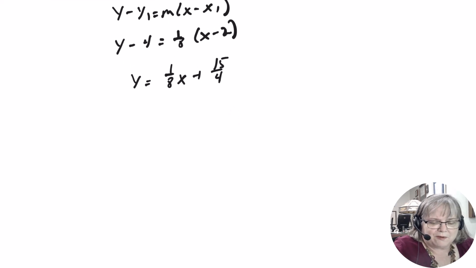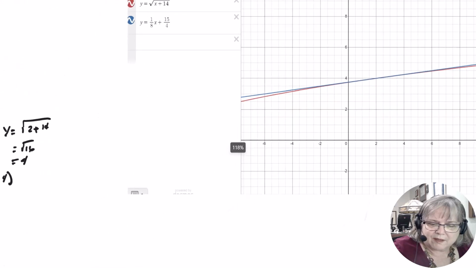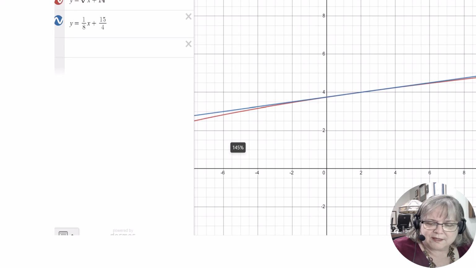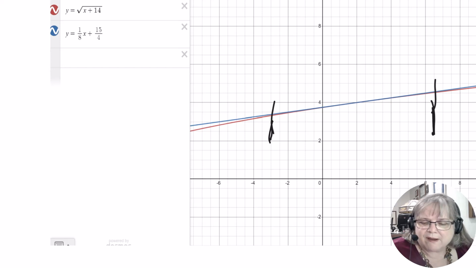Okay, and here we go with a question. So using this linearization, let's look at the drawing for a minute. Okay, so the red is that square root of x plus 14, and the blue is my linearization. Somewhere between here and here, they follow really close to each other, right? And what we had been doing is saying that if x is 2, when you substitute 2 in, 2 plus 14 is 16, square root of 16 is 4.